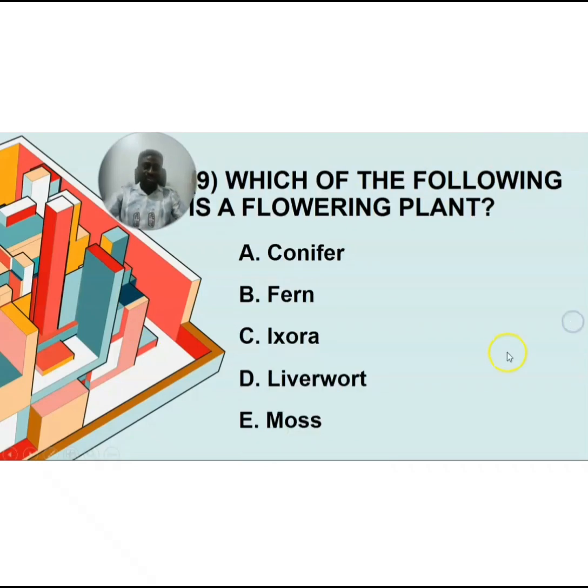Circulation. Alright, moving on. Which of the following is a flowering plant? Recall, there are flowering and non-flowering plants. Flowering plants are plants that produce flowers, which is a modified leaf in plants, at one point in time in their life cycle, and that happens from one generation to another.